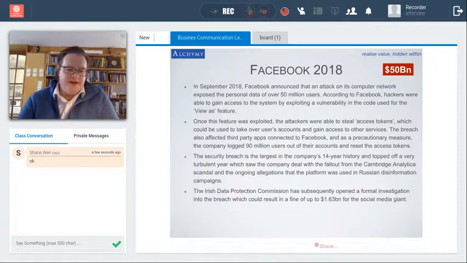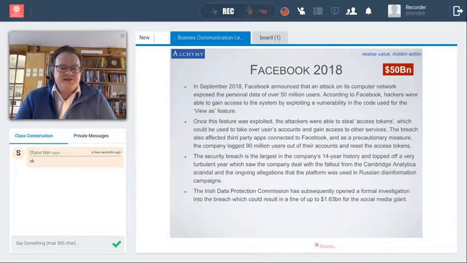So let's talk about Facebook. Facebook's had a rough few years in this space. As you see there, in September 2018, Facebook announced an attack on its computer network which exposed personal data of over 50 million users. 50 million users. Now, I'm on Facebook, and I never use it because I don't really understand it or know how to use it. But lots of people use it all the time, of course, because people get their news from it.